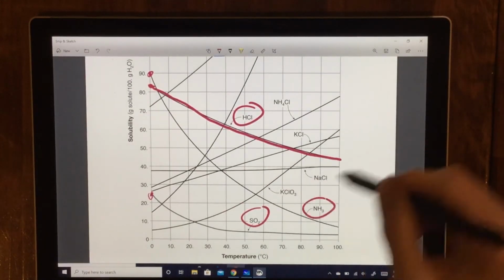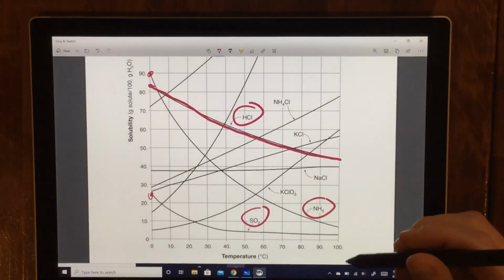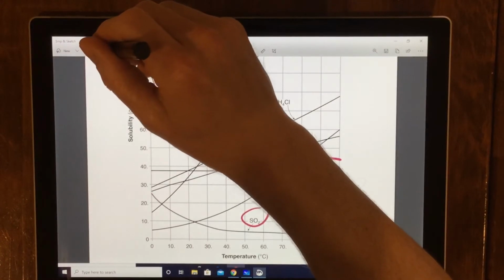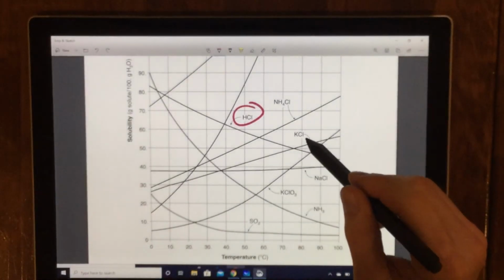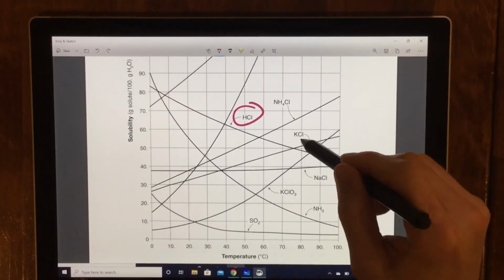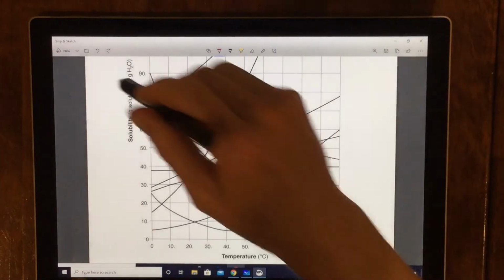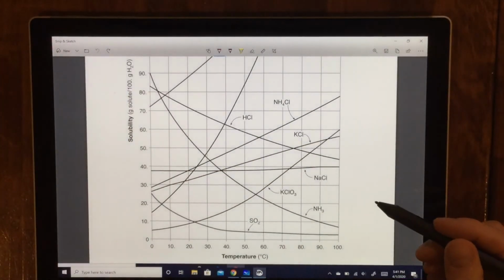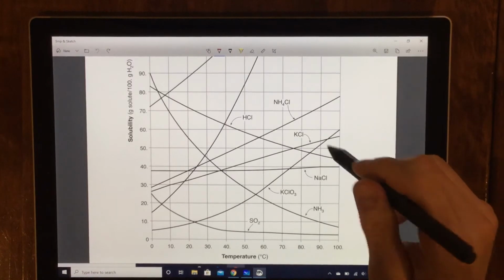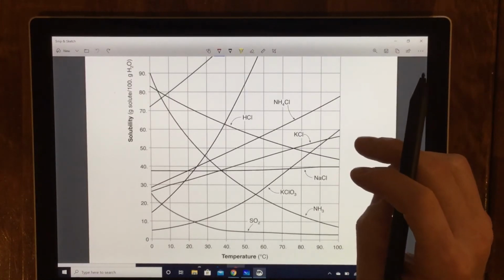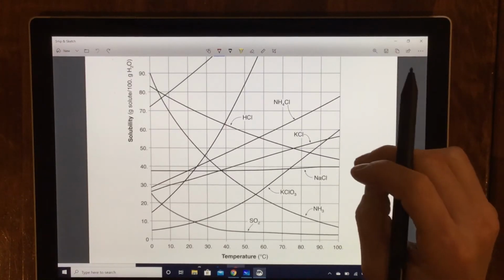So that's the opposite of all these other lines. Okay, KCl, they all increase because they're solids. You heat them up, they dissolve better. Gases, it's the opposite. So that's Henry's law and gas solubility. And that's it. I'm done with that.